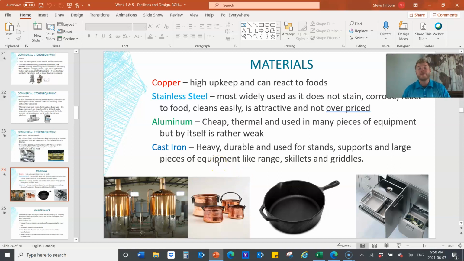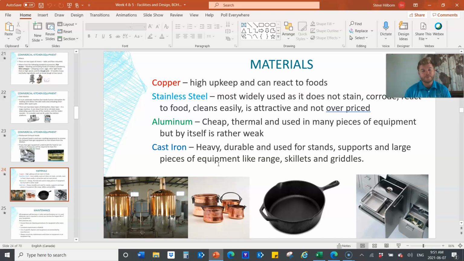And then we talk about some of the materials. So copper has a high upkeep and can react to foods, and it looks really pretty. So we use copper because it looks nice, not necessarily because it is the right material to use. Stainless steel is the most widely used as it does not stain, it doesn't corrode, it doesn't react to food, it's attractive, and it's not overly priced. Aluminum is cheap.